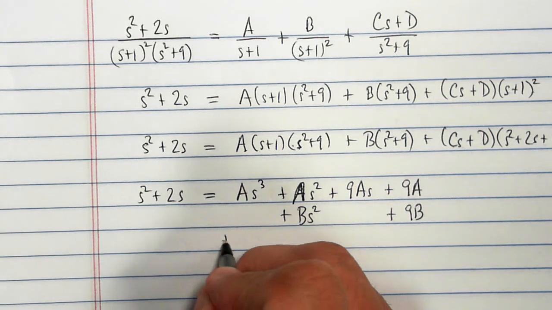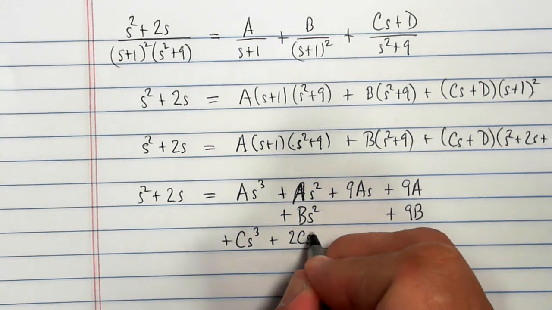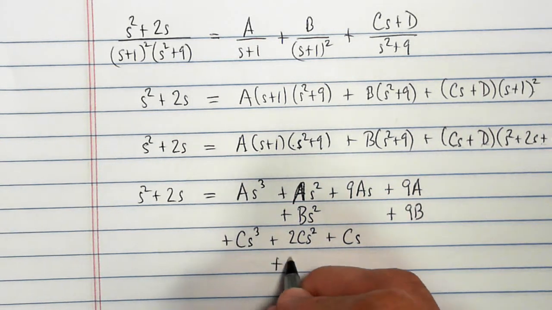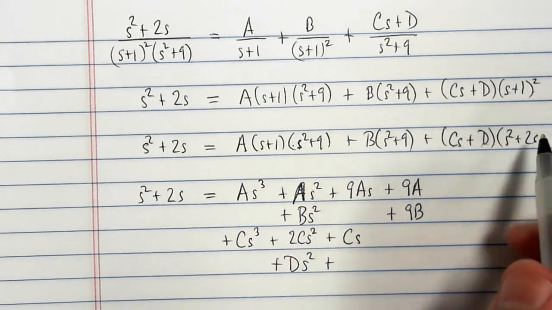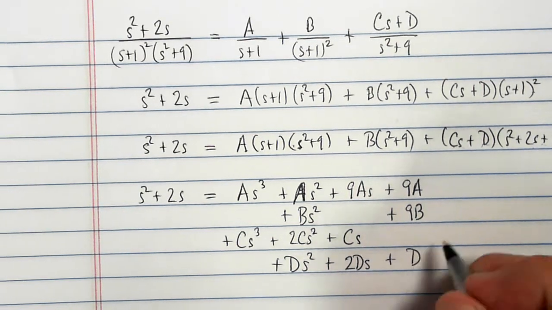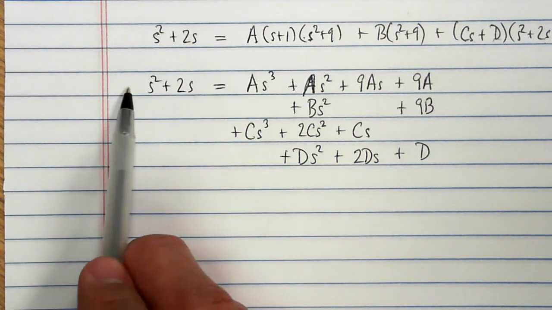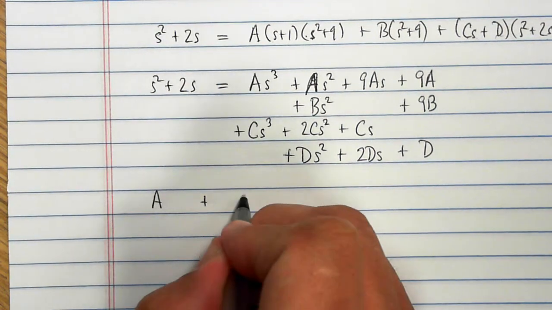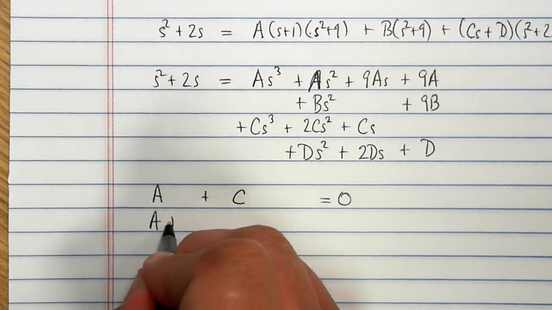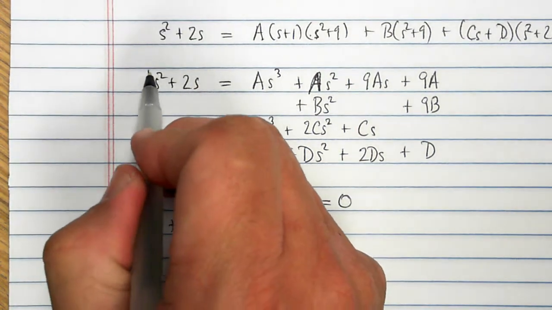Multiplying this out, we get plus Cs cubed plus 2Cs squared plus Cs. Then multiplying by D, we get plus Ds squared plus 2Ds plus D. And so matching coefficients, we find that A plus C, well, there's no s cubed over here, so A plus C is going to be equal to 0. Add these up, we get A plus B plus 2C plus D is equal to the 1 s squared that I see here.